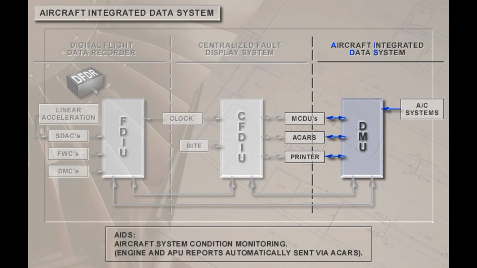The Aircraft Integrated Data System monitors various aircraft systems, but is mainly concerned with engine and APU condition monitoring for the purpose of corrective maintenance action. The Data Management Unit, or DMU, receives input from the aircraft systems, the CFDIU, and the FDIU. Connection to the MCDUs and printer allow for report display and system programming. The DMU also sends selected engine and APU reports automatically via ACARS during certain flight phases to the Airline Maintenance Control Department, relieving the flight crew of the necessity for performing manual engine monitoring reports.